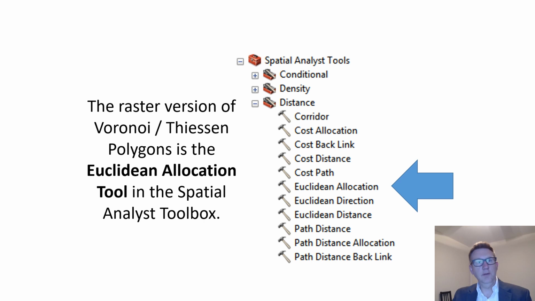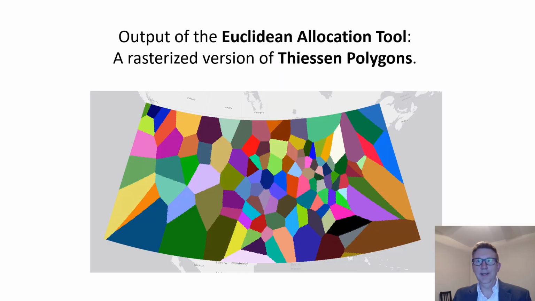There's a raster version of this tool, and that's called the Euclidean Allocation Tool. What this is going to do is generate a raster where the cells of that raster essentially correspond to the closest polygon. That looks like this. So this is essentially just a rasterized version. So rather than creating the polygons and then rasterizing that, you can take a shortcut by directly going to the Euclidean Allocation Tool.